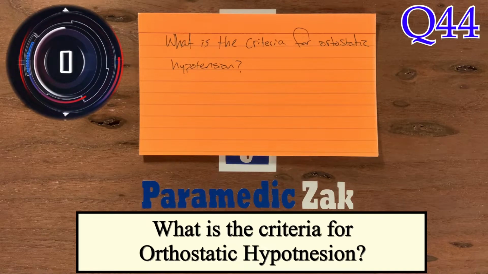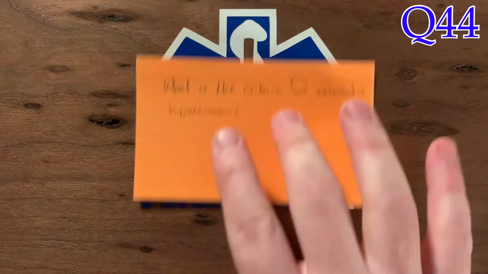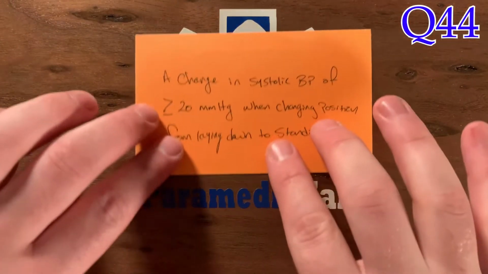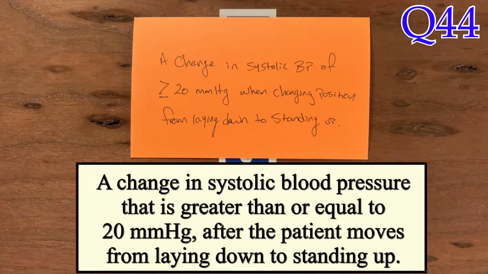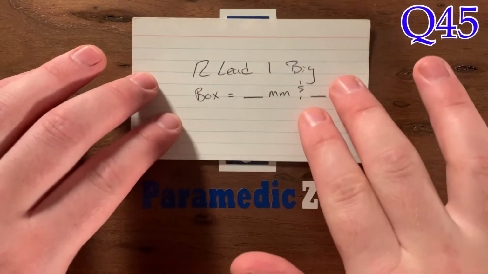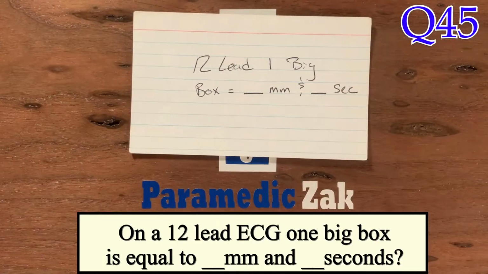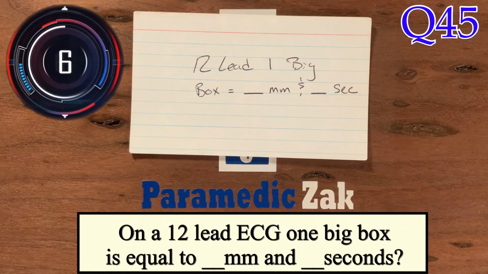In order to check if your patient is presenting with orthostatic hypotension, you first need to take a blood pressure with that patient lying down. Then you're going to take another blood pressure after the patient has been sitting up or standing up for about a minute. If the patient's systolic blood pressure has dropped 20 millimeters of mercury or greater after sitting up or standing up, then that patient is positive for orthostatic hypotension. Question 45. On a 12-lead ECG, one big box is equal to blank millimeters and blank seconds.